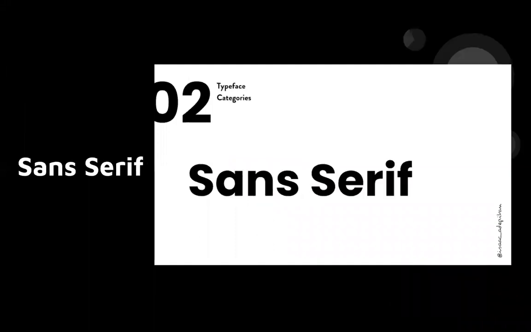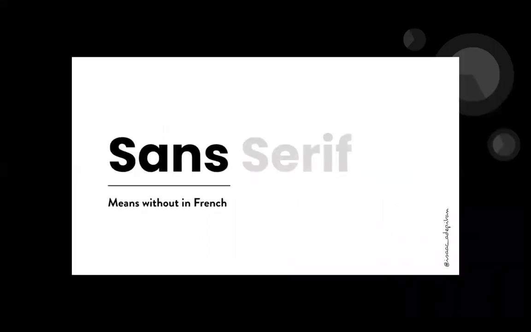The second category is sans serif. In French, sans means without, so it just means without the serif. Sans serifs don't have those stems. They are majorly rounded, not all, and they also have their categories. So there's grotesque. I think there's fully rounded.